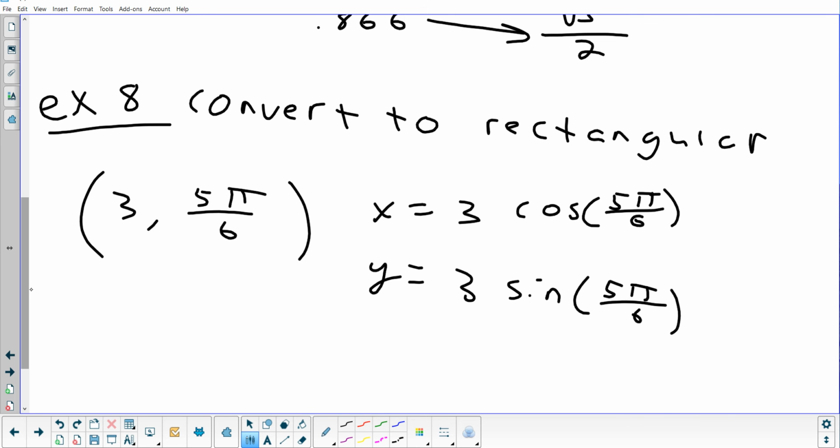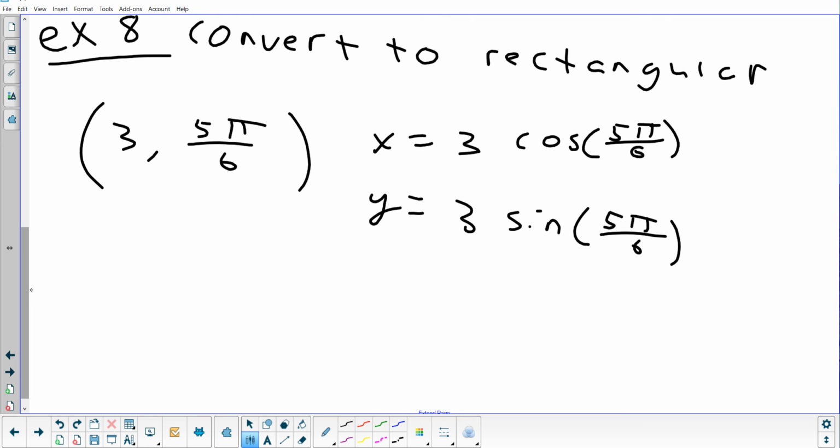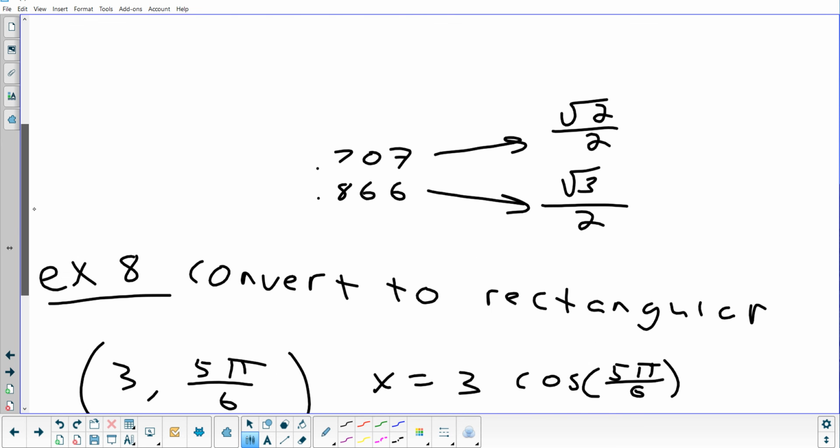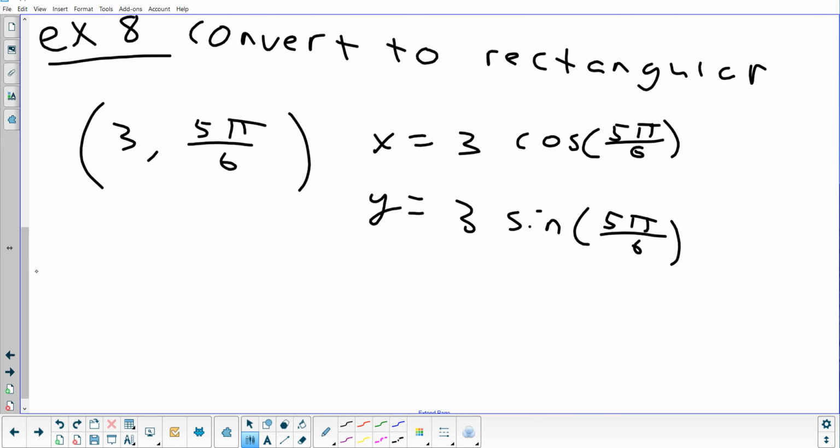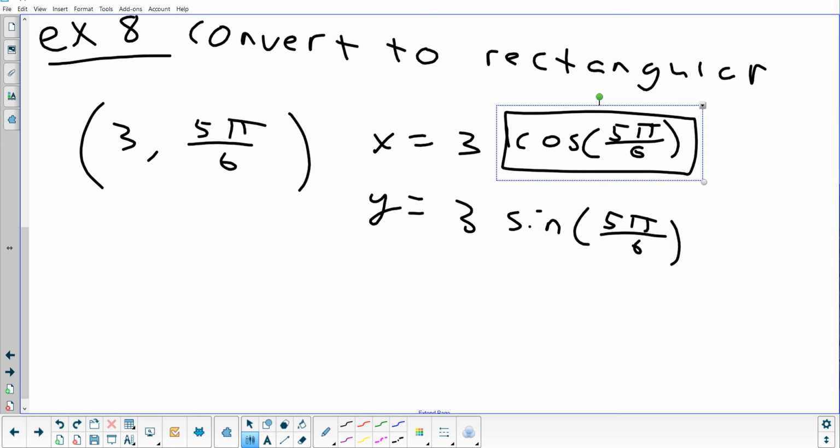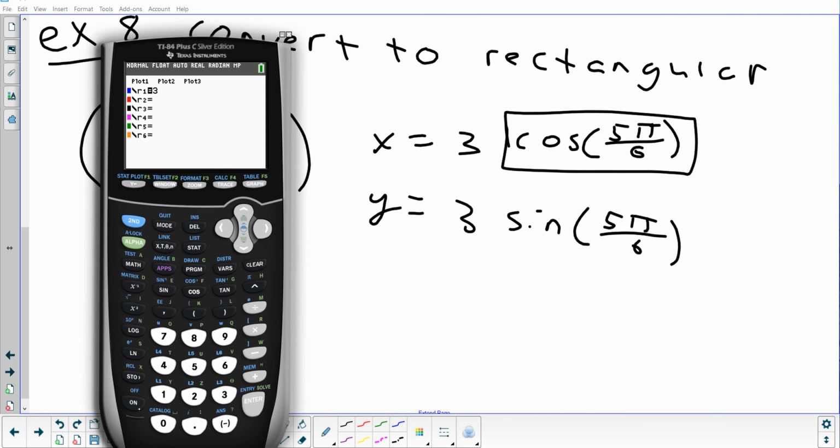Now, my advice is, if you want to see if one of those special numbers came up, don't type this in all at once. You'll never see it. If you're going to get a special number, it's going to come from this. If you triple it, you'll never recognize it. So just do cosine 5 pi over 6 first. See what you get.